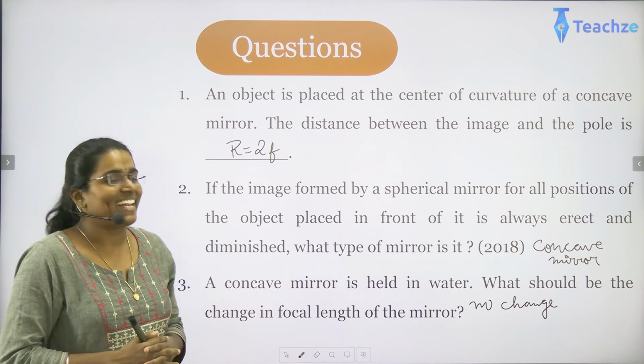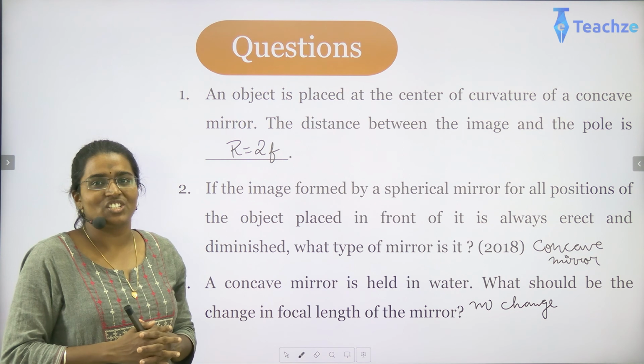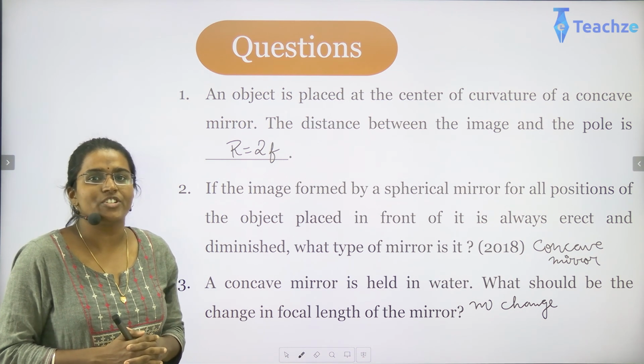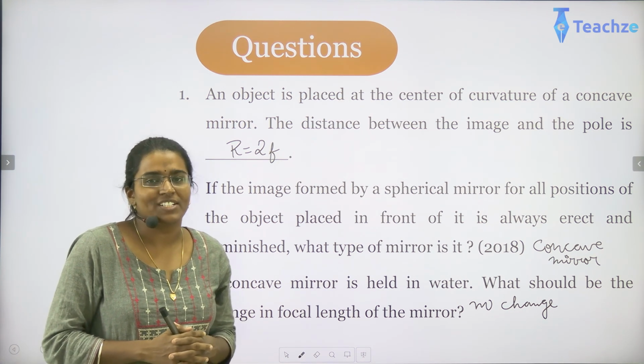Yeah. Okay then. So we will finish this session here, and we will move on to the sign convention, mirror formula and magnification in the next session.